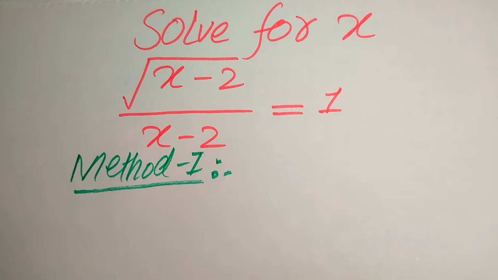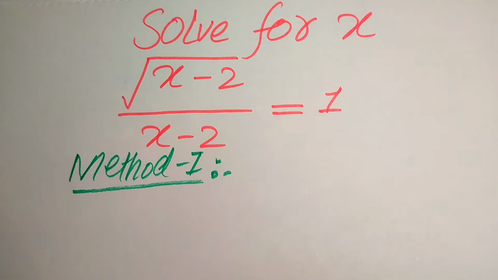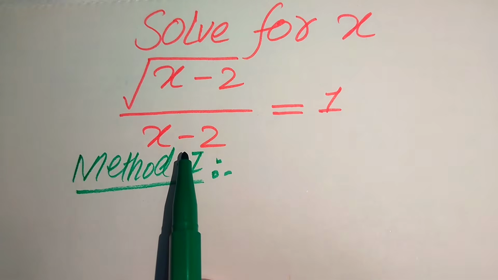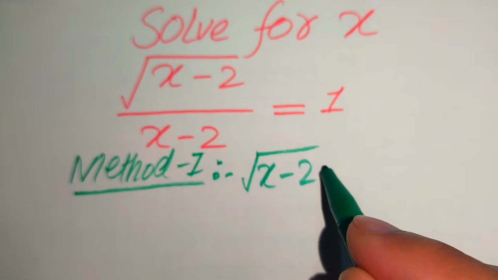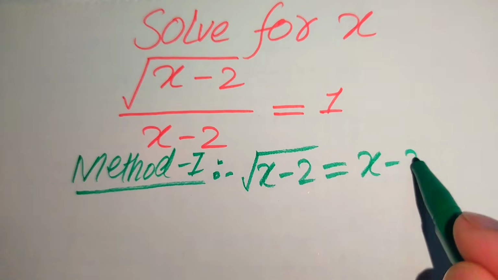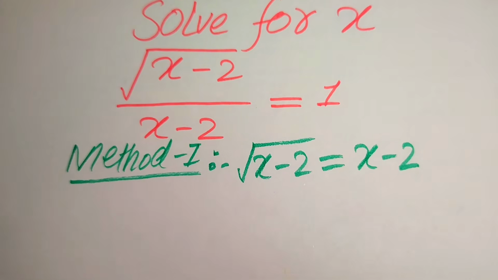And now we solve this problem by two methods. Here we discuss our first method. In the first method, we move the term x minus 2 from the left hand side to the right hand side, and it will be written as √(x−2) = x − 2.